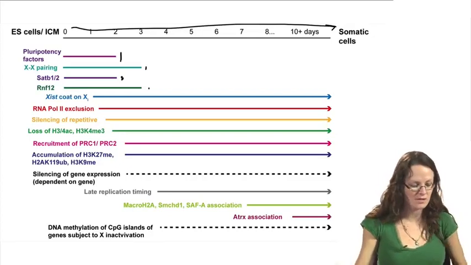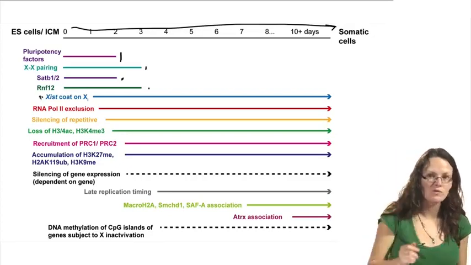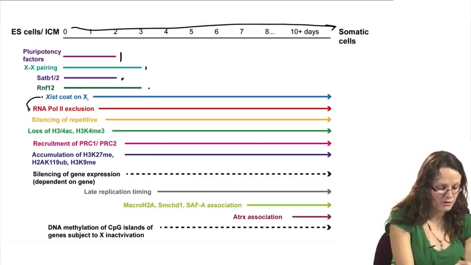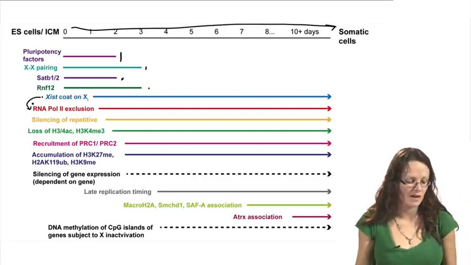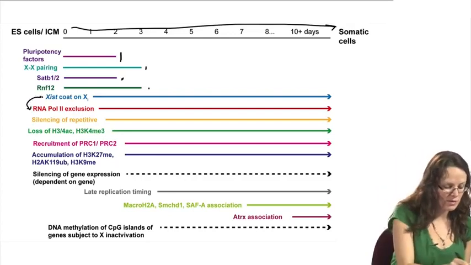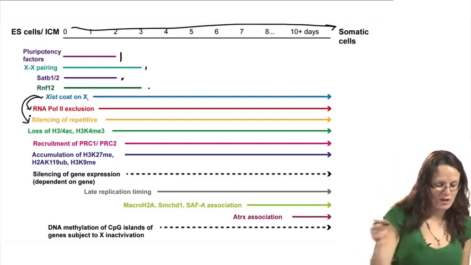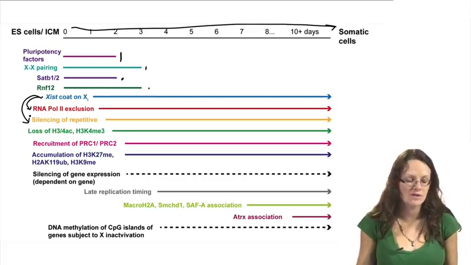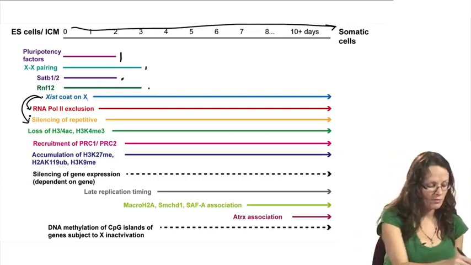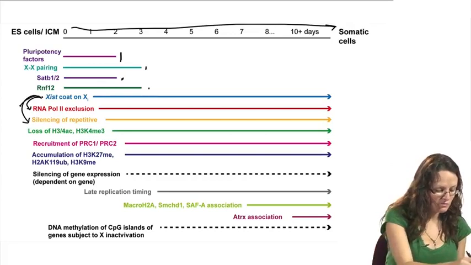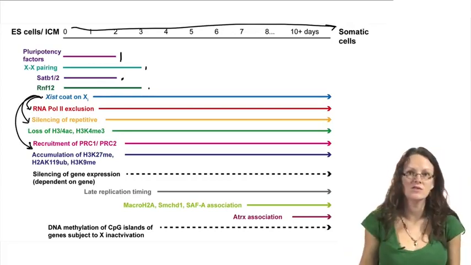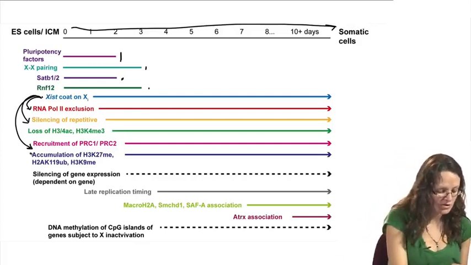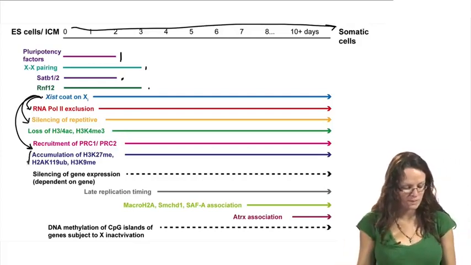So once Xist begins to be expressed, we know that RNA polymerase II is rapidly removed from the region where Xist is found, and we have silencing of repeats and the establishment of a silent nuclear compartment. We rapidly lose the active histone marks, then Xist is involved in recruiting PRC1 and PRC2 and possibly other epigenetic modifiers at this time, and we get the accumulation of the repressive histone marks.